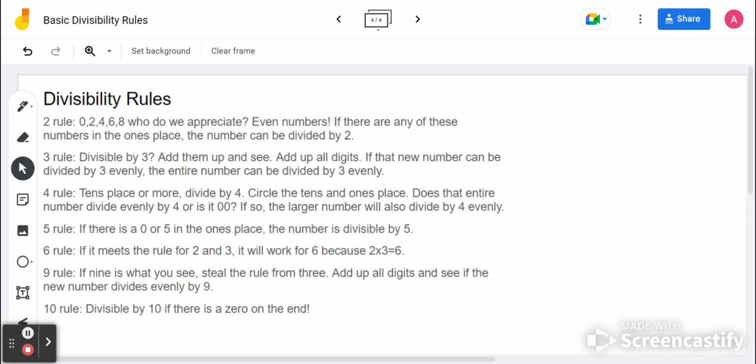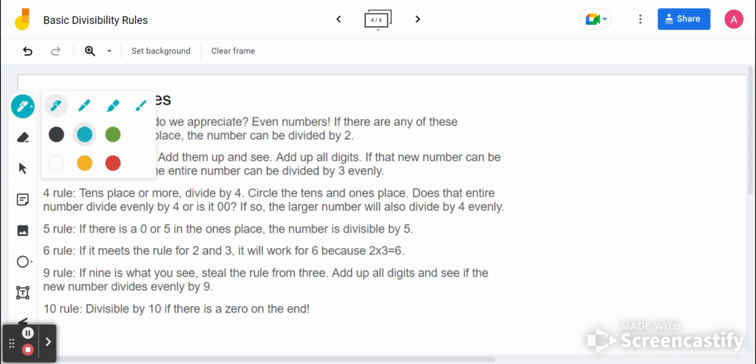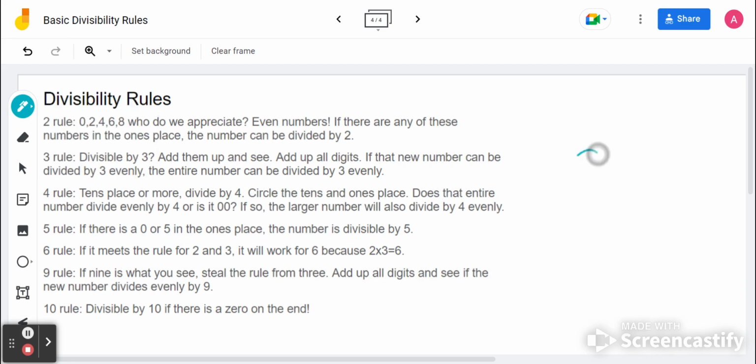So I have divisibility rules for 2, 3, 4, 5, 6, 9, and 10 listed here. And we're going to pick different numbers and test the divisibility rules. So our first number is 321, and we're going to check if it's divisible by these numbers on the left-hand side.